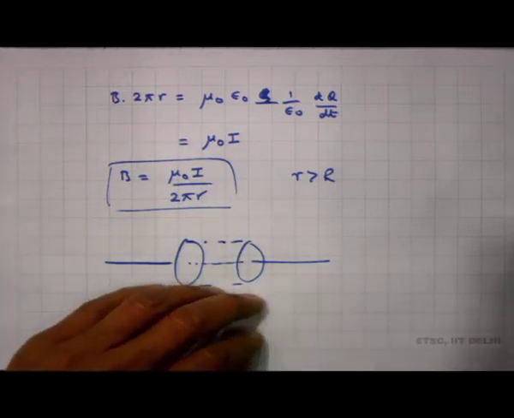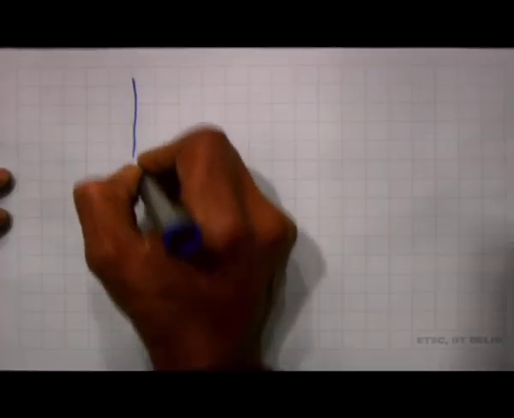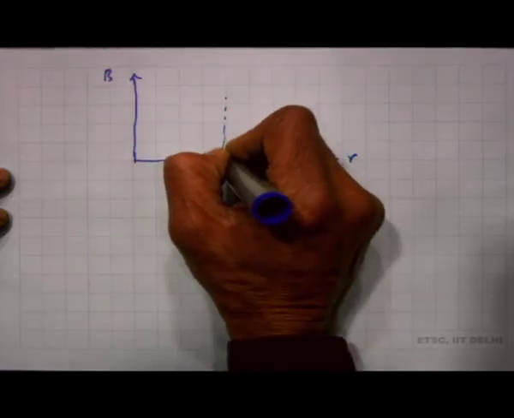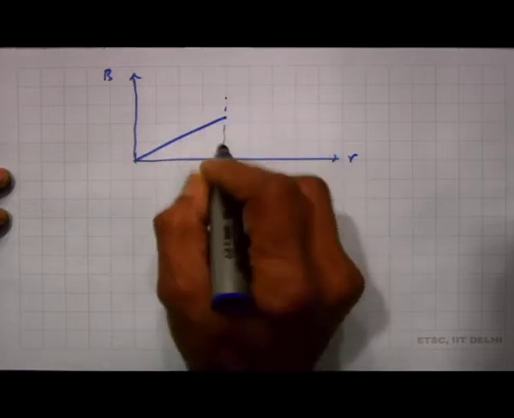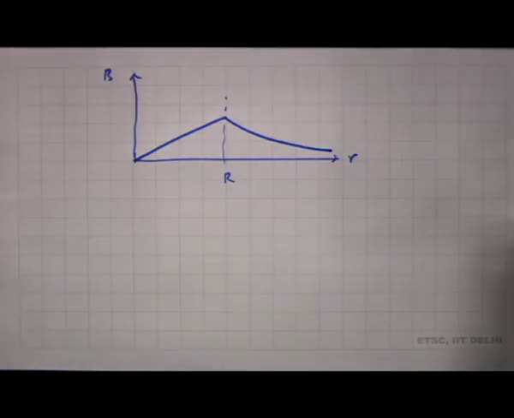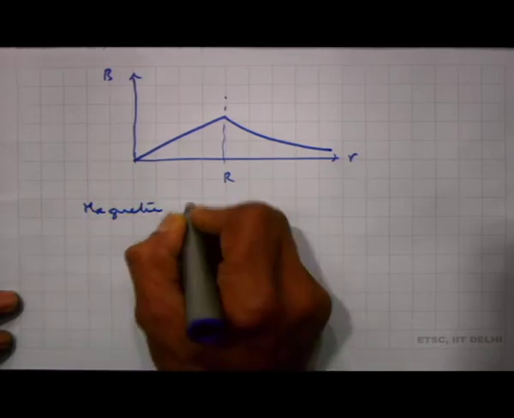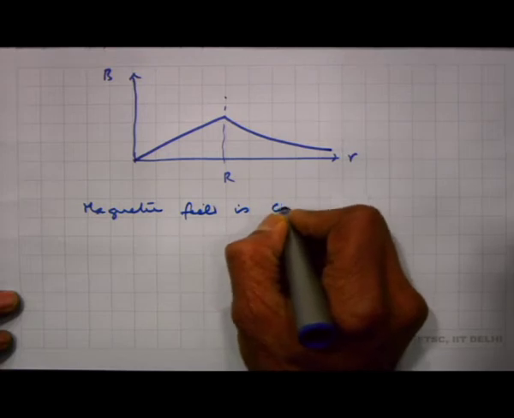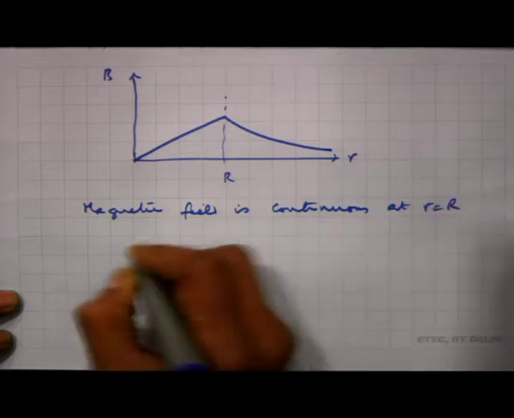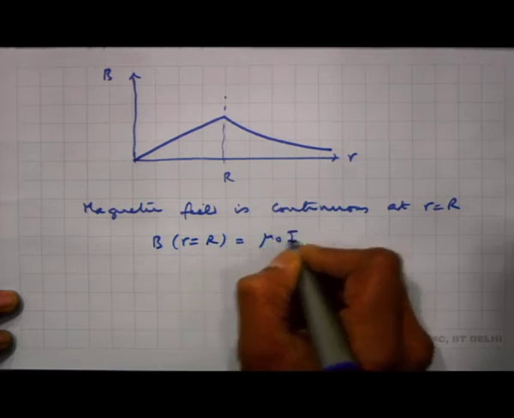So, if I were to plot the magnetic field as a function of position between the capacitor plates, this is r, this is B, and suppose this distance is capital R. Till here the magnetic field increases linearly and then decreases as 1 by r. And please note that the magnetic field is continuous at small r equal to capital R. So, the magnetic field at small r equal to capital R is mu naught I by 2 pi R.